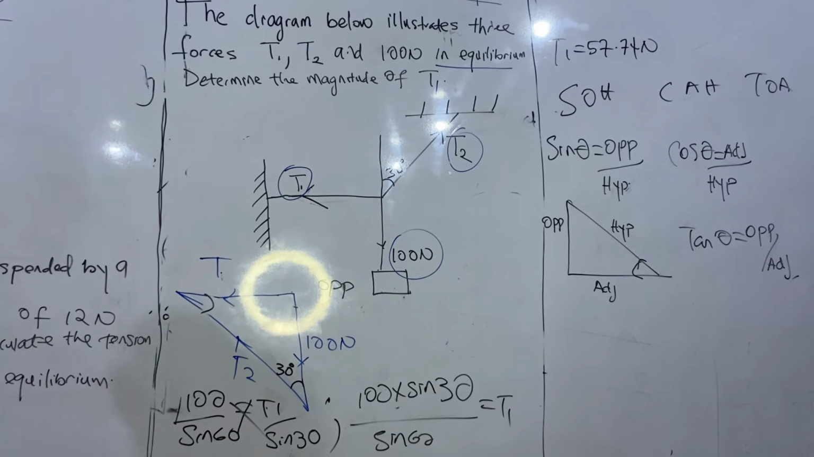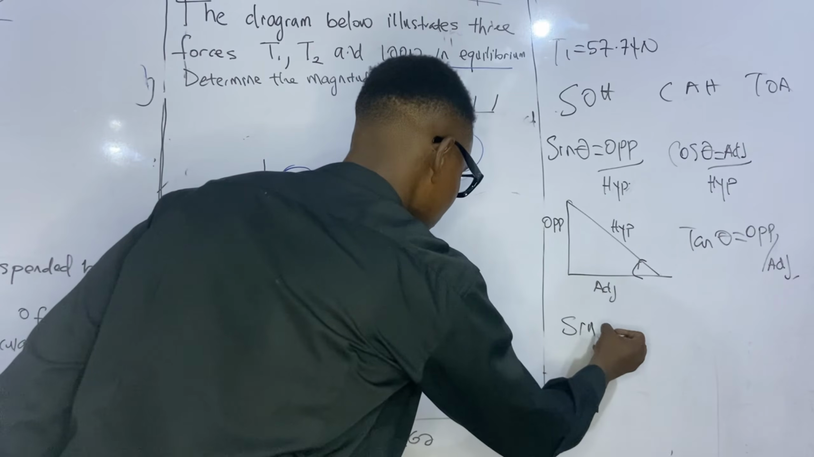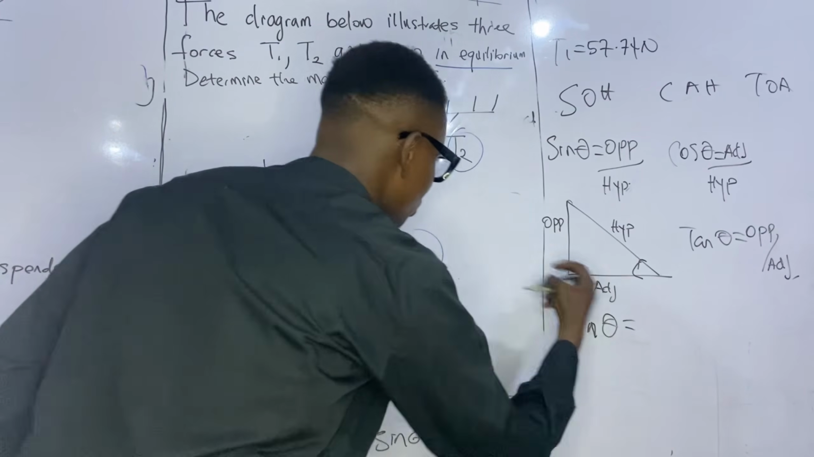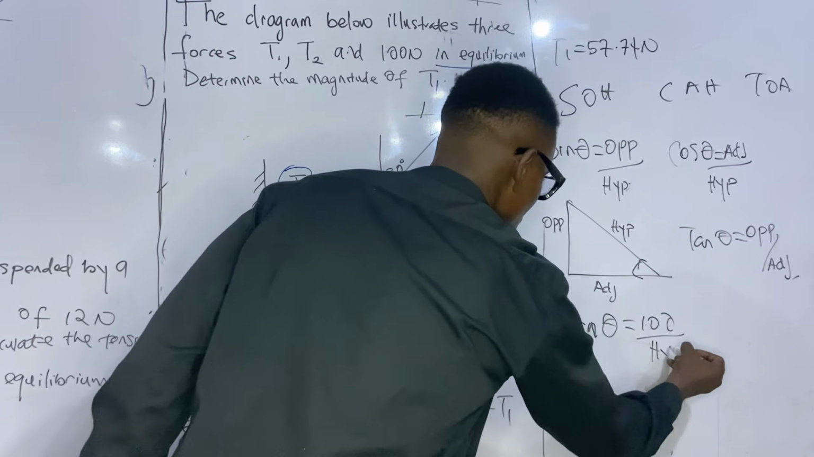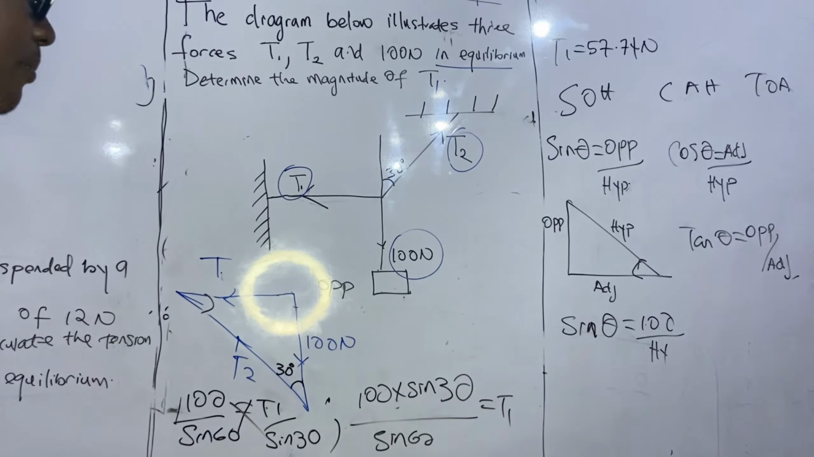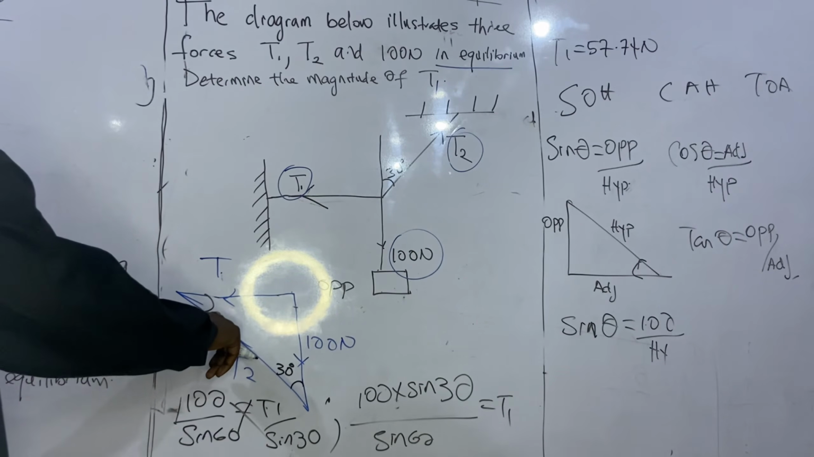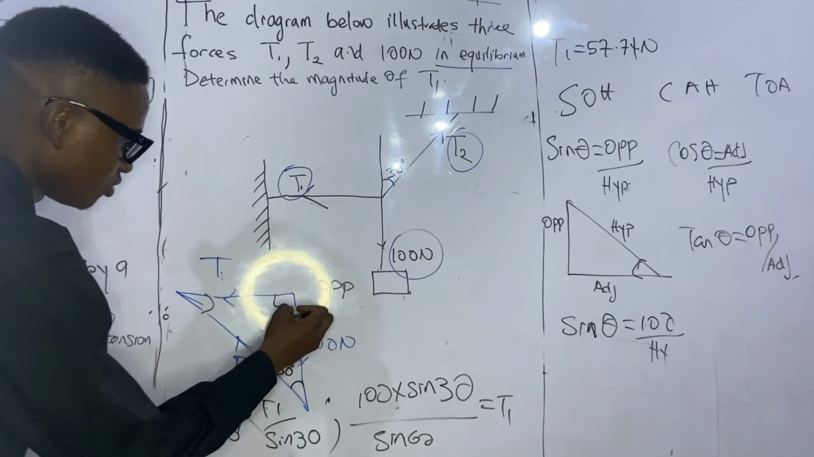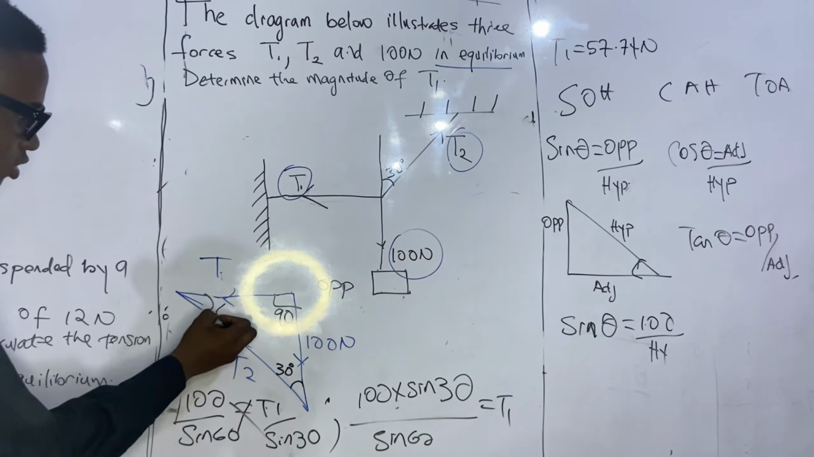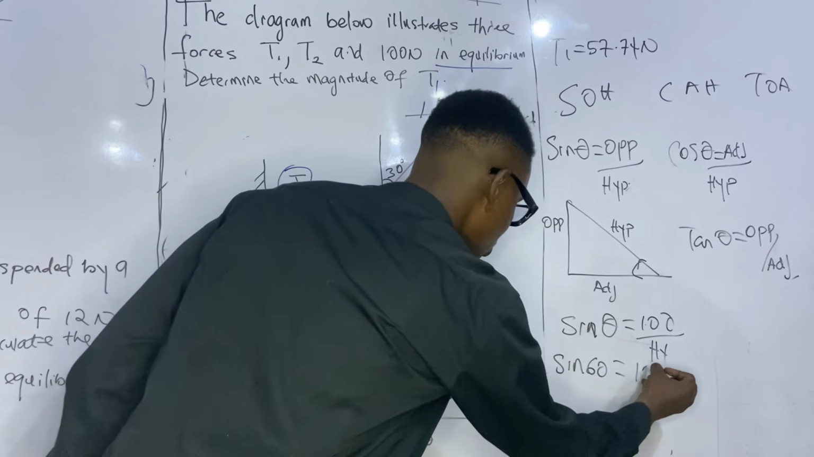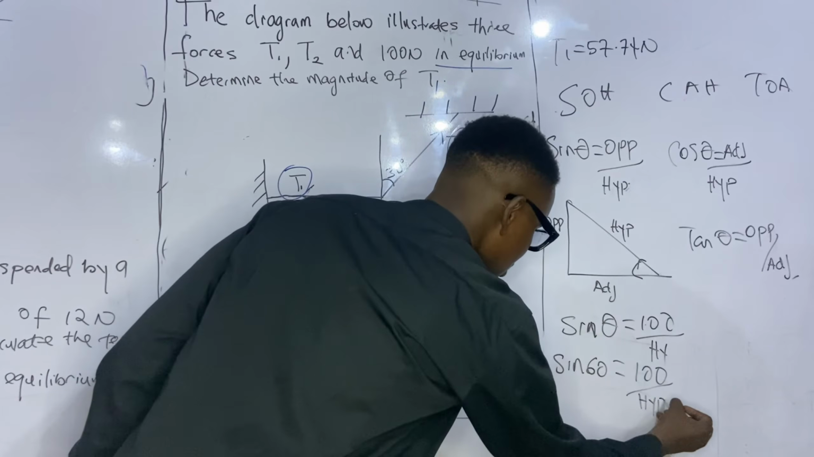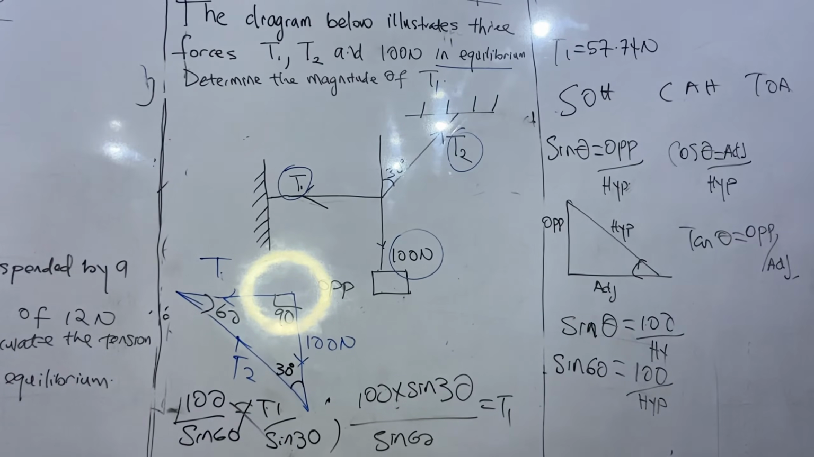If we are to use sine theta, that will be sine theta equal to opposite, which is 100, over hypotenuse. But the angle that we will use, if you want to go this way, will be this angle. Here is 90, of course, right-angled triangle, and here will be 60. So sine 60 equals 100 over the hypotenuse. To get that, it will be 100 divided by sine 60.